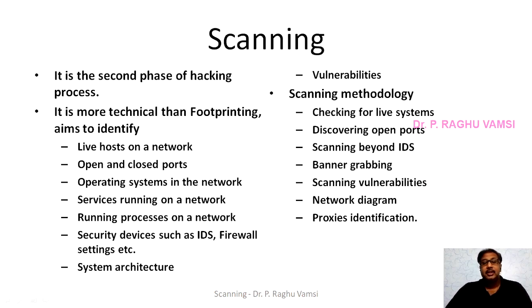Next is the services running on a network. What are the different services running on the network, like file transfer services, file sharing services, printer services, or time services? Because if you look at a printer service, there may be a common printer, but multiple computers may connect to it. So the printer server may be a common server with which all other computers in the network can communicate.